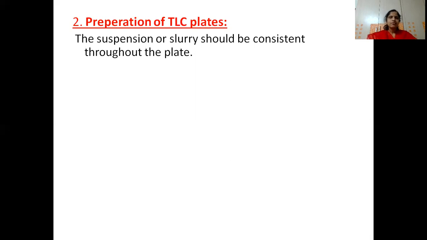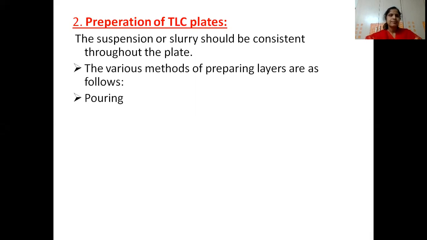The slurry we prepare should have some consistency so that it goes and binds to the slide. There are various methods for preparing the layers. So how do we form a stationary layer on the glass slide? One way is to just pour the slurry onto the slide, which is the pouring method. Pour a little amount of the slurry on the slide and then tilt the slide so that the slurry is uniform on the surface of the slide.